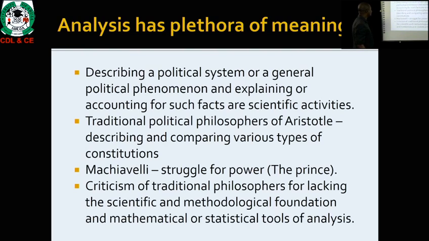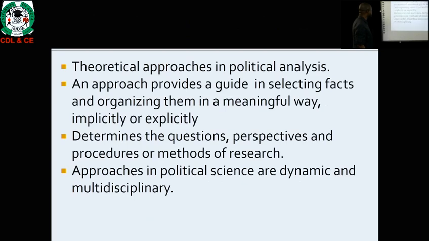Describing a political system or a general political phenomenon and explaining or accounting for such facts are scientific activities. Traditional political philosophers like Aristotle, describing and comparing various types of constitution, that is what political analysis means to the Aristotelian school. To Machiavelli, it is struggle for power, like he encapsulated in his book, The Prince. It could be criticism of traditional philosophers for lacking the scientific and methodological foundation and mathematical or statistical tools of analysis.